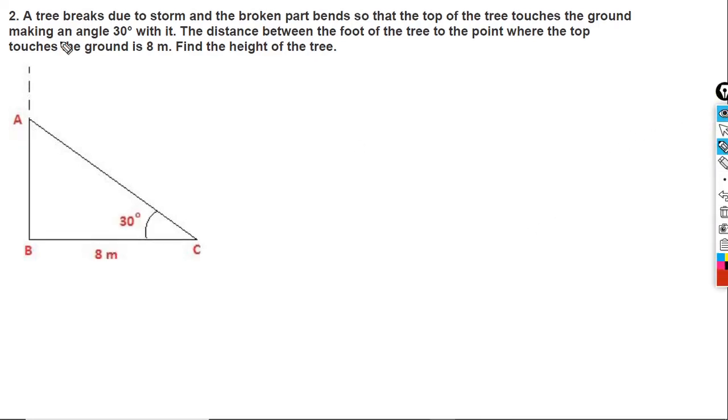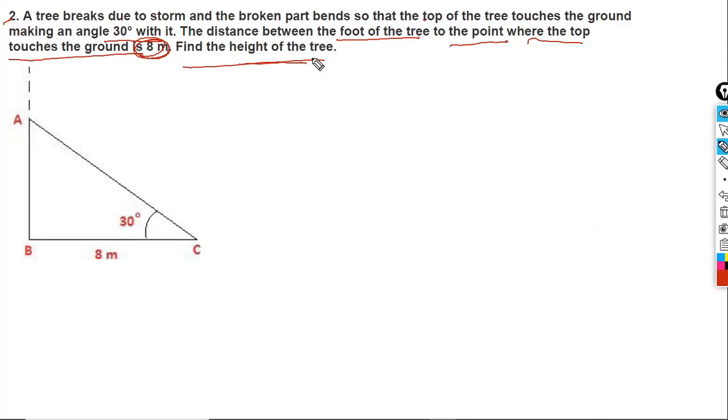Let's read the question. A tree breaks down due to a storm and the broken part bends so that the top of the tree touches the ground, making an angle of 30 degrees with it. The distance between the foot of the tree to the point where the top touches the ground is 8 meters. Find the height of the tree.